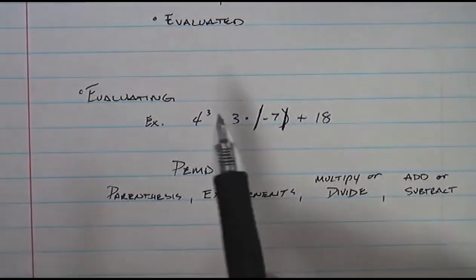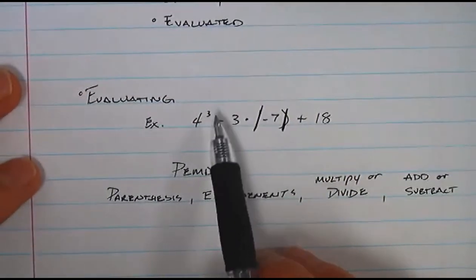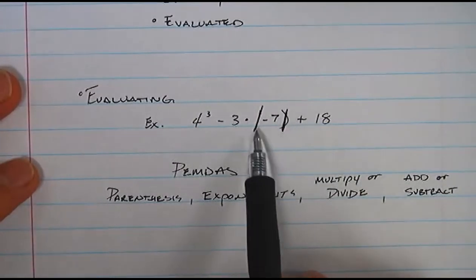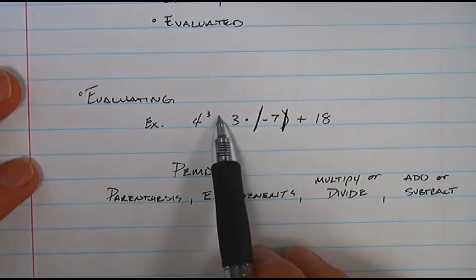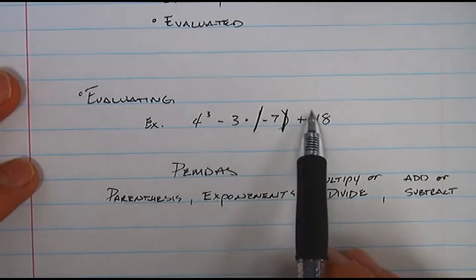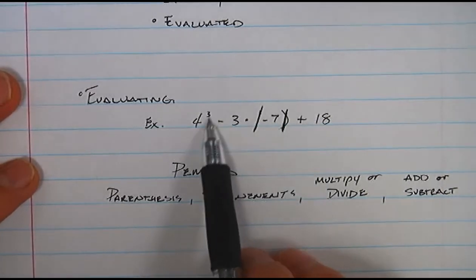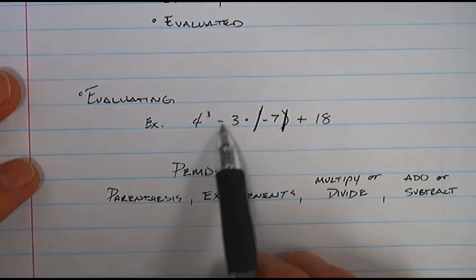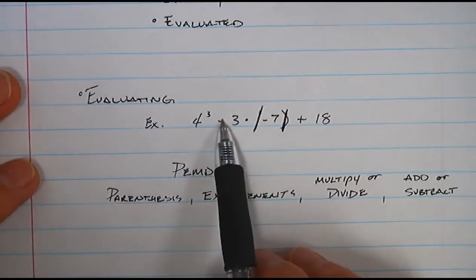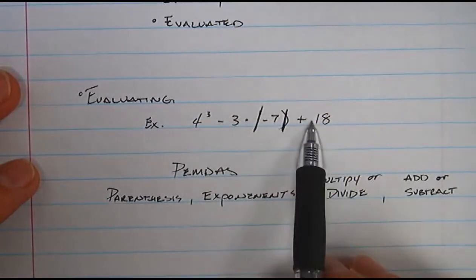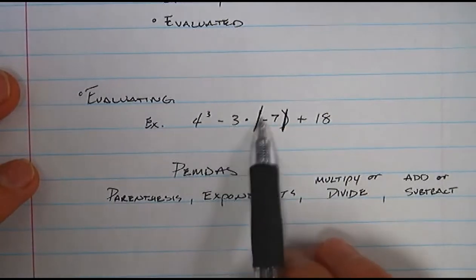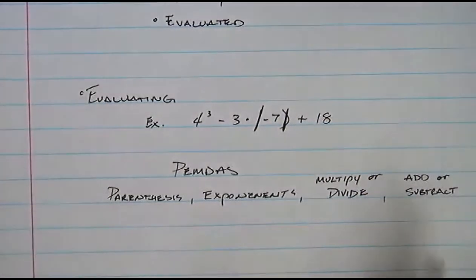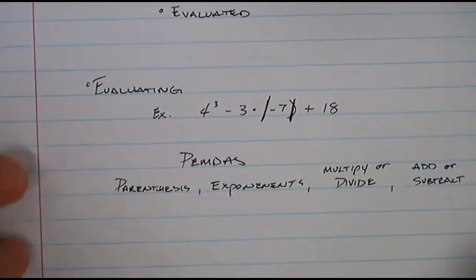So in this problem, you can see that obviously we have some exponents and things to deal with, so we'll do that first. But we have a minus here and an addition here. Well, the subtraction comes before the addition. So we can't add this 18 to whatever this number is before we do this subtraction. So we have to follow those rules.